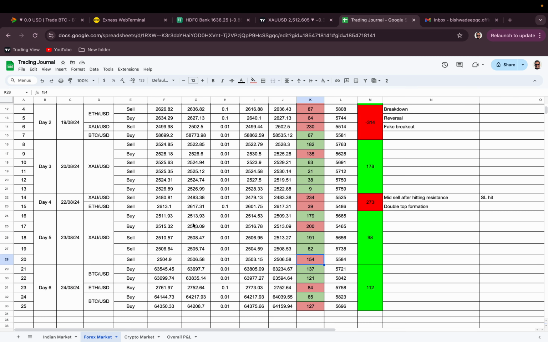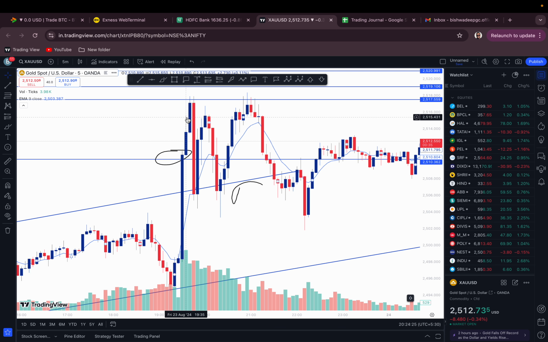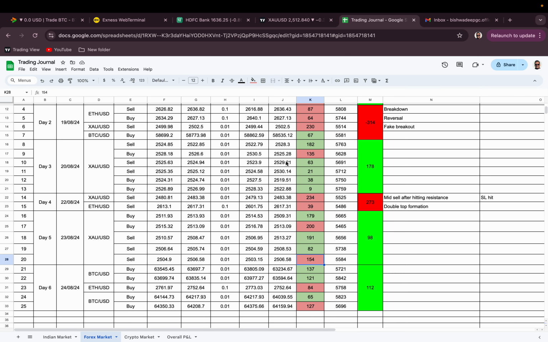Again, similarly I took the trade on the buy side from the extreme upper level, from over here, 2515. I took the trade, but it got reversed from the resistance line, for which I made a loss on this of 200 rupees.